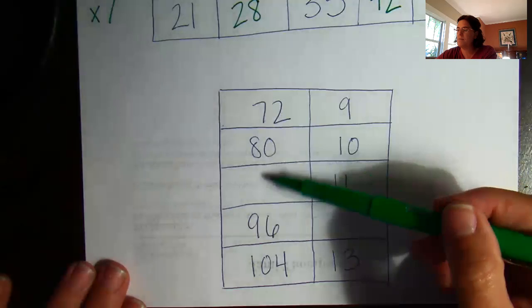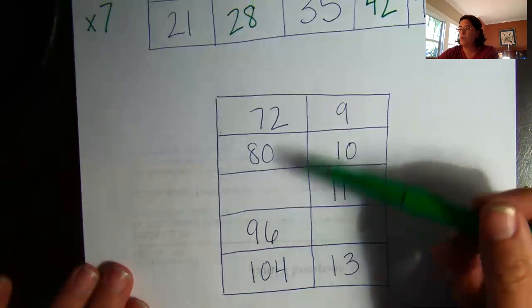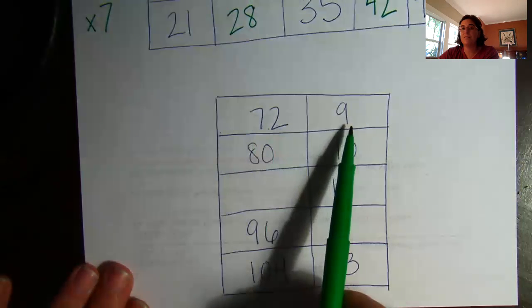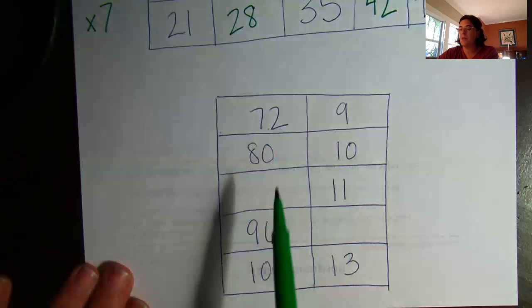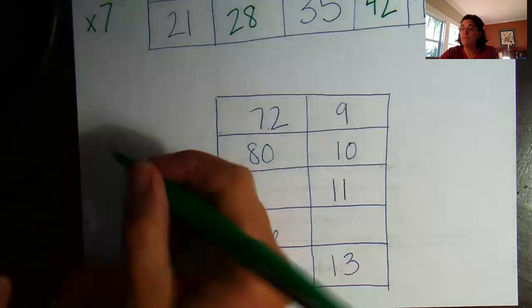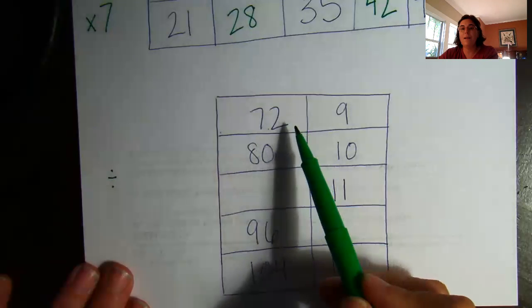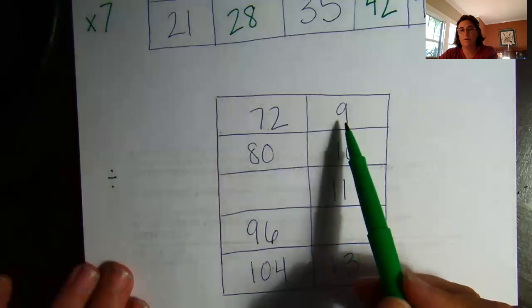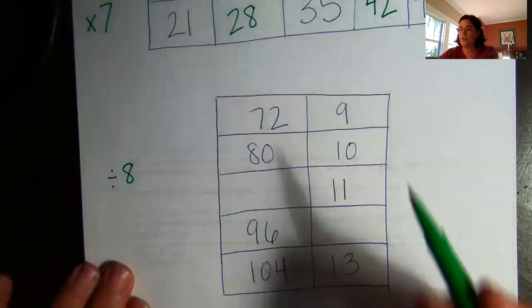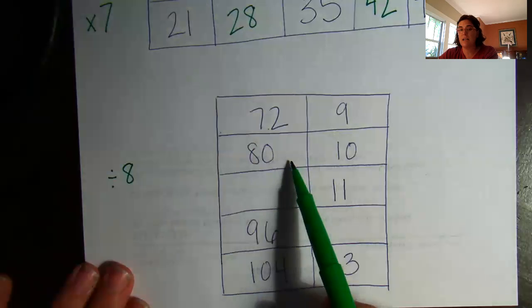But this one, it's getting larger, but we're missing a number. And when we go from 72 to 9, we're getting smaller, 80 to 10. A missing number to 11, 96 to, it's going to be smaller than 96. So that means we're going to be dividing. Now let's figure out what number we're going to be dividing by. So in my head, I'm thinking 72 divided by what number gives me 9? Very good. If you said 8, I think you're correct, but we're going to double check our work to make sure. 80 divided by 8, does that give us 10?